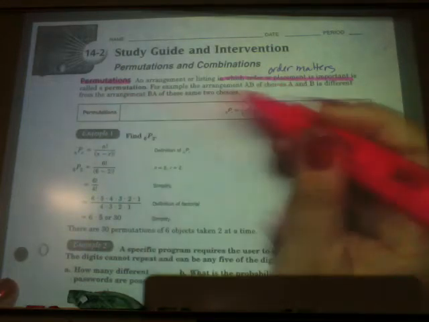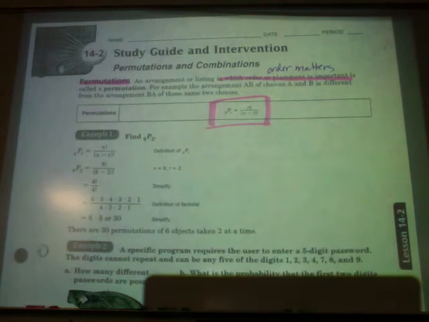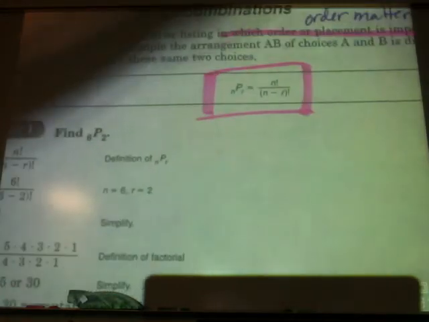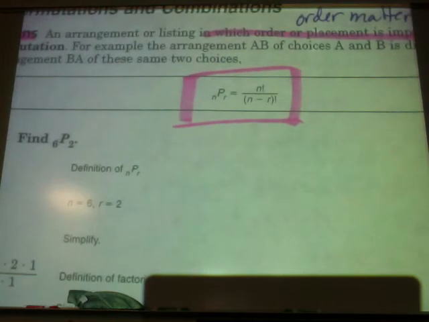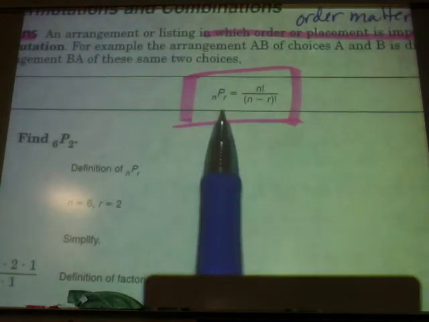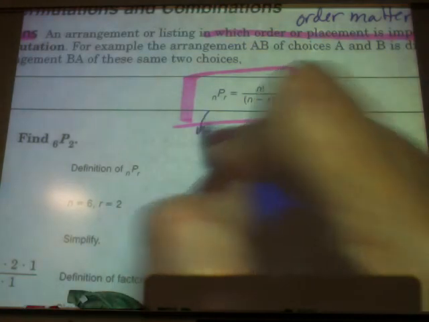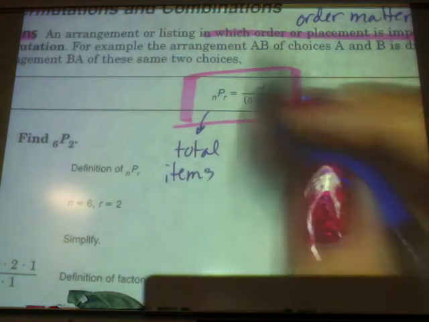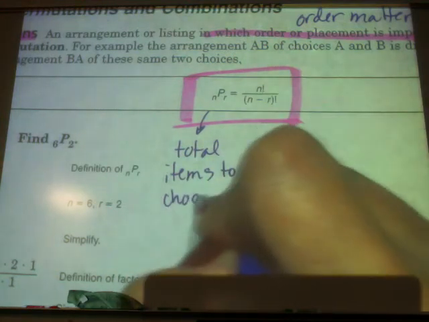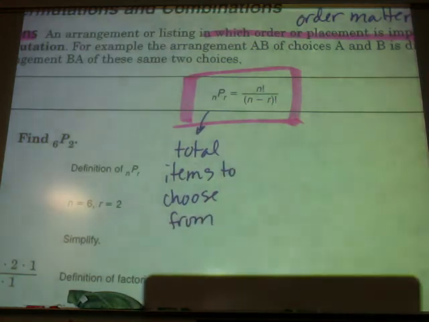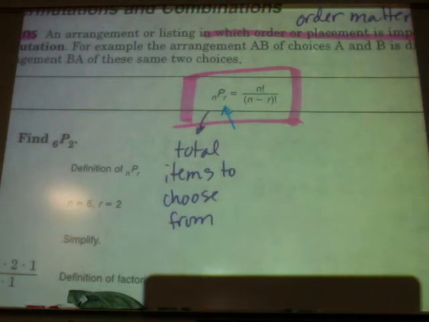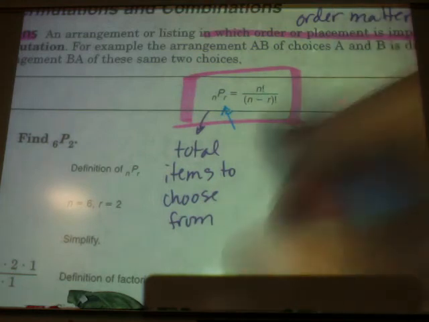Good luck. All right, so this is the formula that you're going to use for permutation. And you need to know what the parts of this formula mean. So you've got this P, and I'm going to zoom in on that. So you've got this P with this sub N to the left and this sub R to the right. The N right there means these are your total items that you have to choose from, whereas the R here would be the number of items chosen.